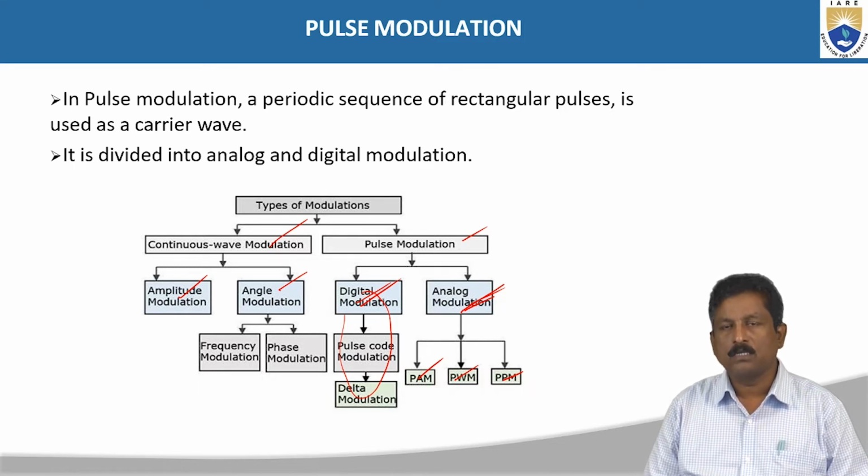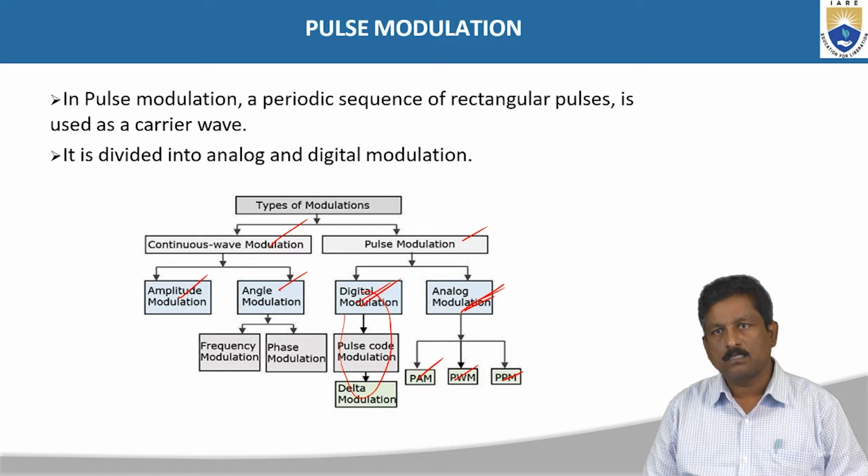So this is in brief about the types of modulation, under continuous wave modulation and under pulse modulation techniques. Under continuous wave modulation, there are three types: amplitude modulation (AM), frequency modulation, and phase modulation. Under pulse modulation techniques also there are three types. Especially we are going to consider the analog modulation types, that is PAM, PWM, PPM.